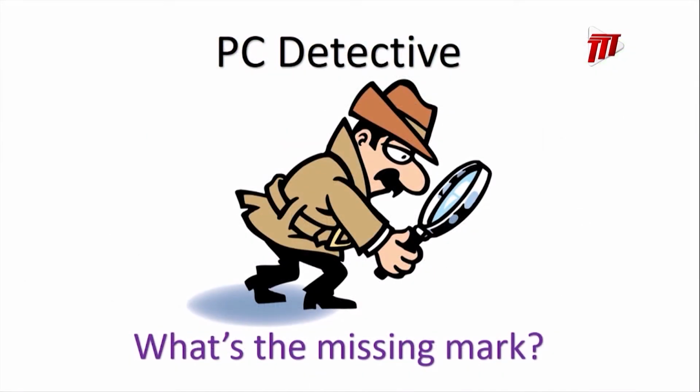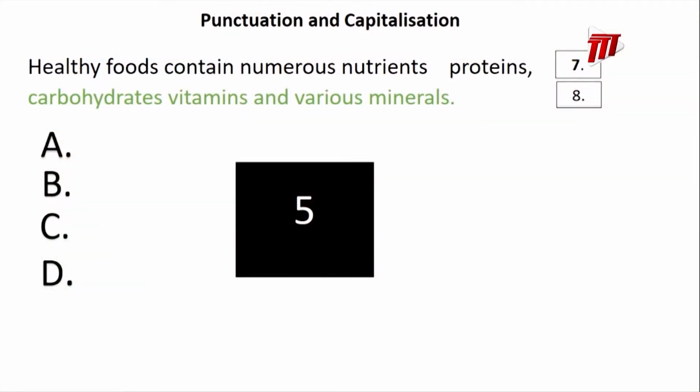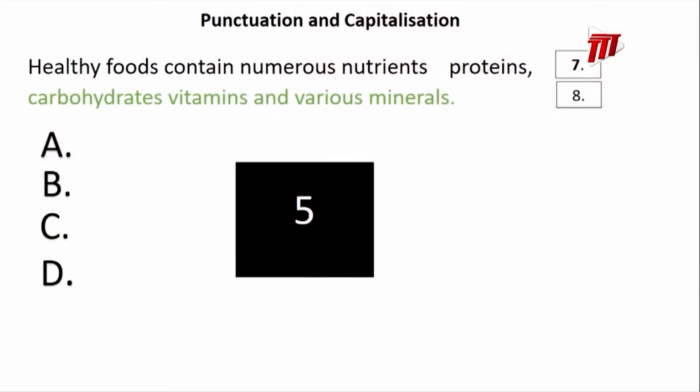Where are the missing marks? Let's go. Healthy foods contain numerous nutrients, proteins, carbohydrates, vitamins, and various minerals. What mark is missing there? You know from your reading that there's a pause after nutrients, because afterwards it explains what nutrients are in healthy foods. If you're a good reader, you would have realized that.